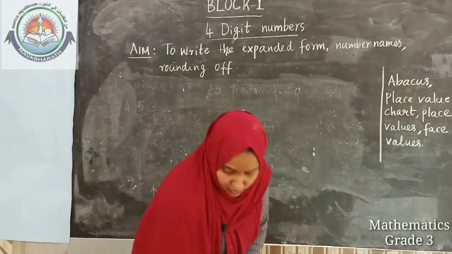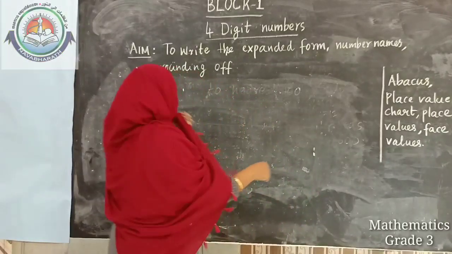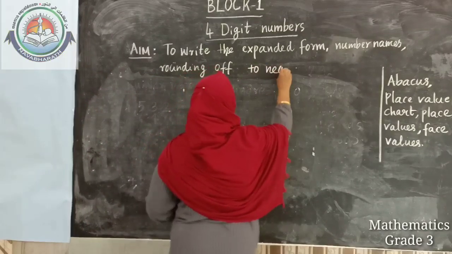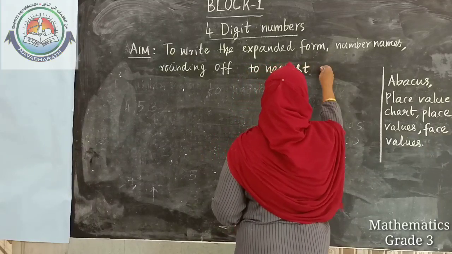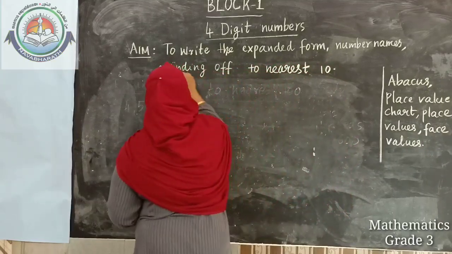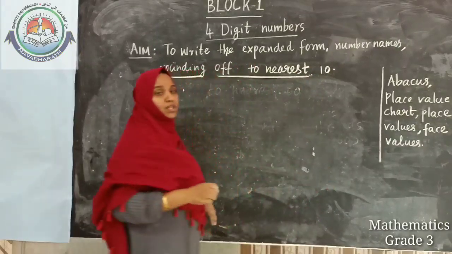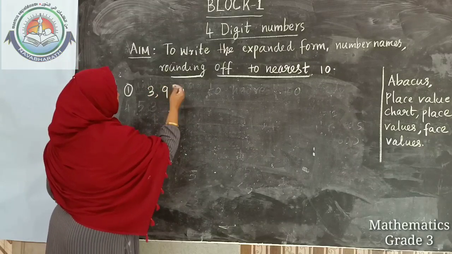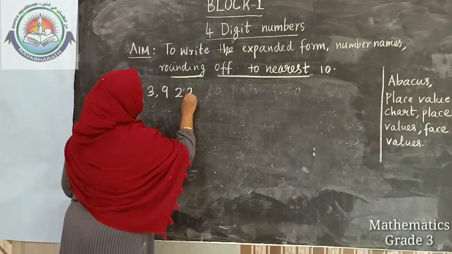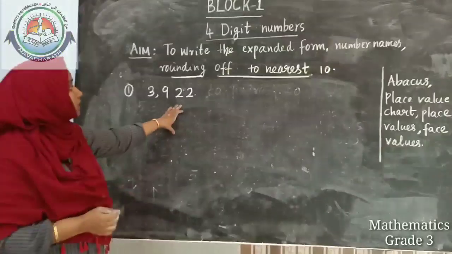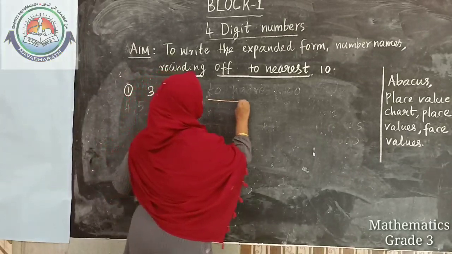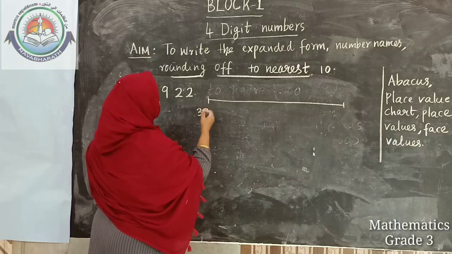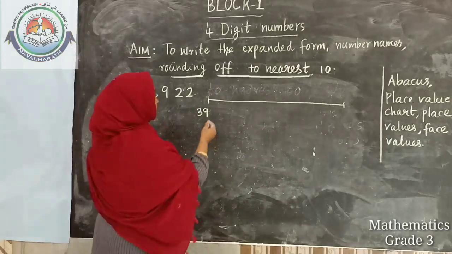We can see one more example. Rounding off to the nearest 10. First we can consider one example of rounding off to the nearest 10. The first question, 3,922. What is the answer? So first you draw a number line, and this number lies between which two tens?